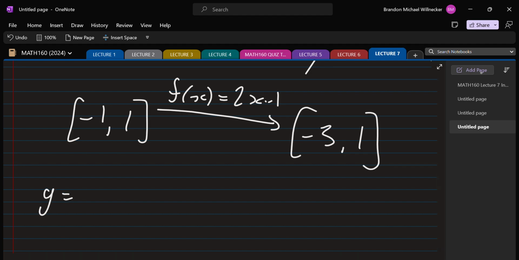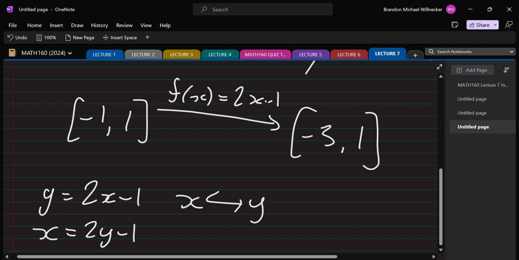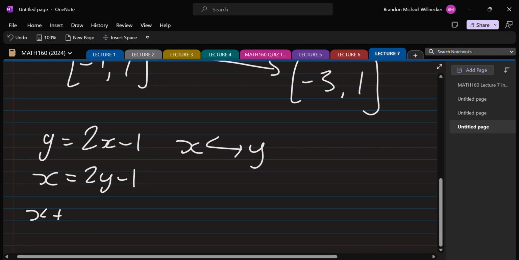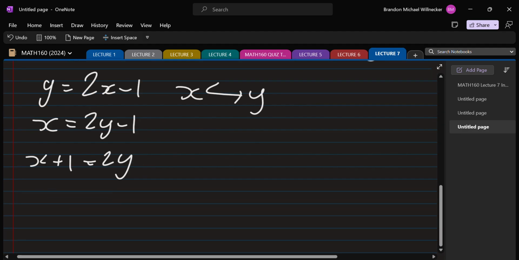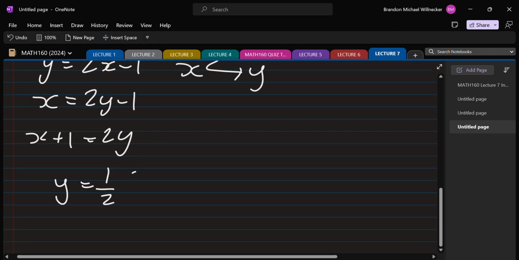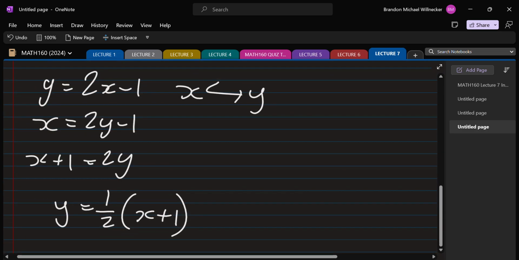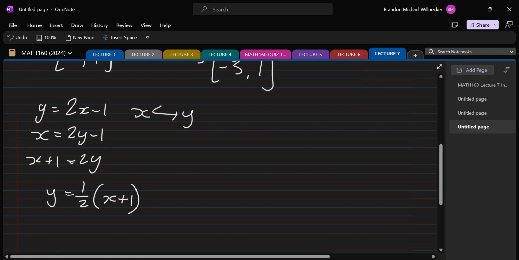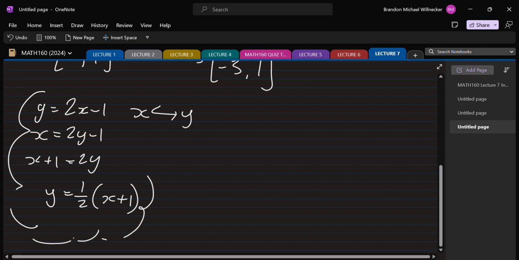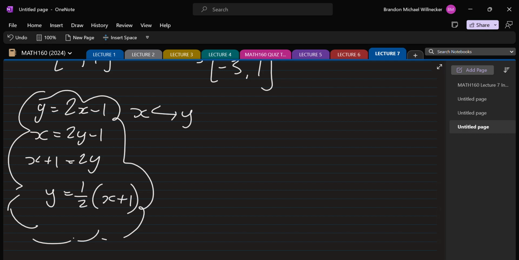So, y equals 2x minus 1. Swap x and y. We can take the 1 across. Divide by 2. So that's our inverse there. But this is all side working. This is not part of our calculation. Let's put this in a cloud. This is just side working to give us an idea. So the inverse looks something like that. y equals half x plus 1.